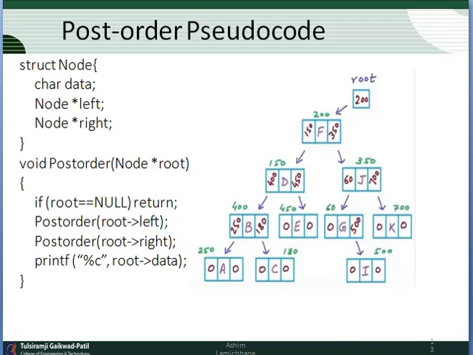At last, the post-order pseudocode is given below: the node's left, the node's right, and at last we visit the root node. So ultimately, if you follow the algorithm stepwise, you may get 100% perfect answers with respect to these tree traversal techniques. So this is all about the tree traversal techniques. Thank you for your patience in hearing.